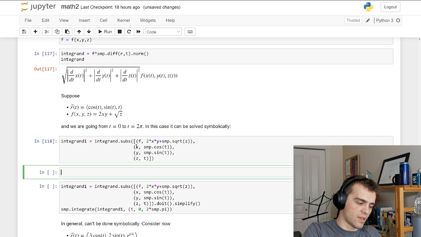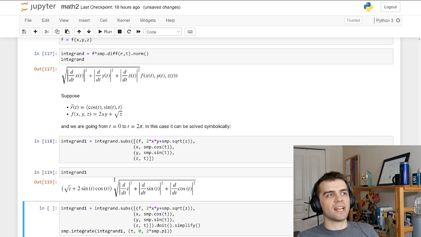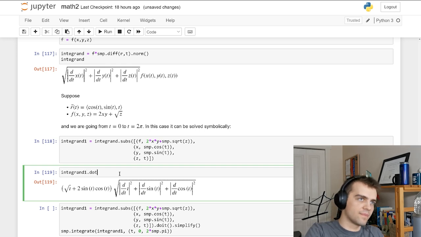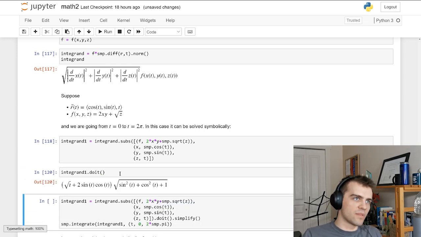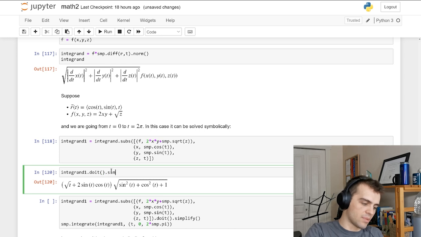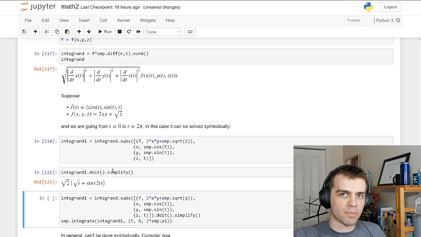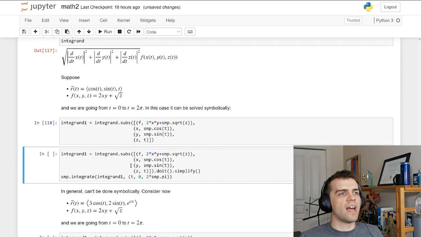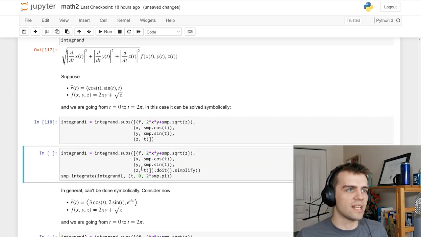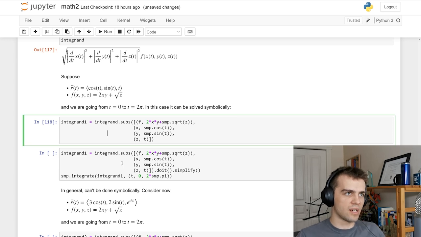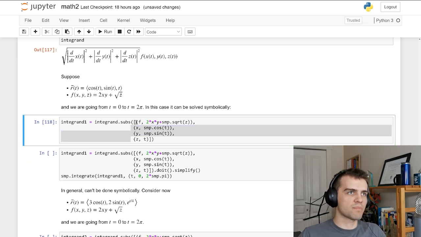And if I look at integrand 1, it looks like this. But then I have to tell it to actually do it because it hasn't taken the derivatives yet. And then I call dot simplify at the end to just simplify it. And of course it simplifies because there's a sine squared plus cos squared present. And so I have my integrand 1 here. And then it just turns out to be, of course, an expression.